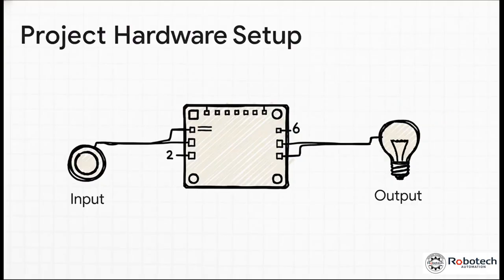Our output is just an LED, and we'll hook that up to pin 6. Our input is a push button, which will connect to pin 2. And, pay attention to this part, we're going to set the button's mode to something called input pull-up. This is a really cool little trick that makes our circuit and our code way simpler. Let me show you what I mean.